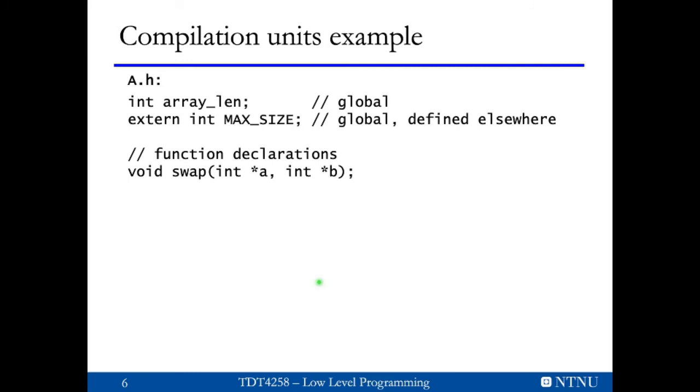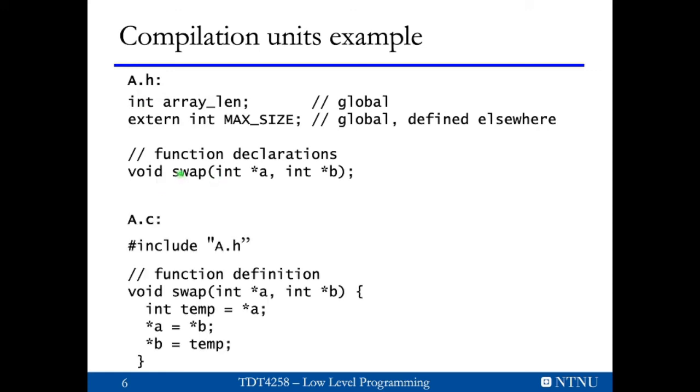So let's look at an example for compilation units. We have a header file that defines and declares an integer variable arraylang and declares a variable max size to be of type integer, but it's not defined here. That's indicated by the keyword extern, so this tells our compiler it's defined somewhere else. So this declaration here doesn't allocate any storage space for a variable. This declaration up here does allocate storage space for an integer. And we have a function declaration. This is our prototype for the swap function we've just seen on the previous slide.